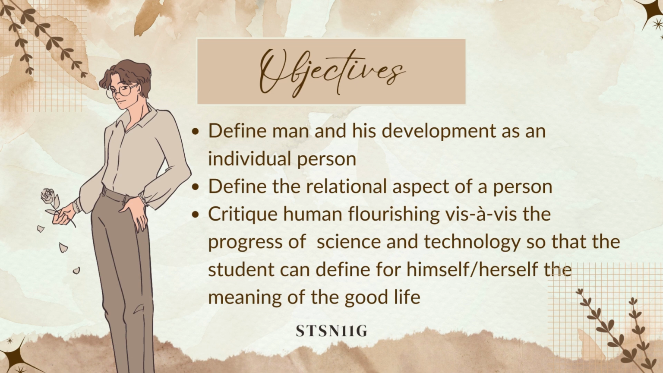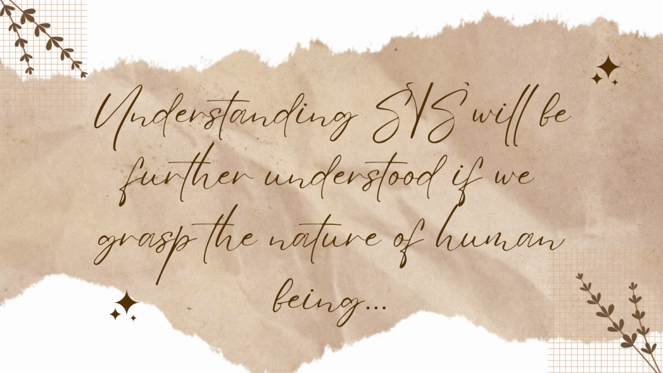The specific objectives involve the following. First, we're going to define what human being is and his development as an individual person. Second is that we're going to define the relational aspect of a person. And at the same time, we're going to critique the human flourishing vis-a-vis the progress of science and technology so that you, students, can define for yourself the meaning of the good life. That's because after this lesson, we're going to have the lesson about technology and the evolution of the human society. And then afterwards, we're going to talk about what good life means for us.